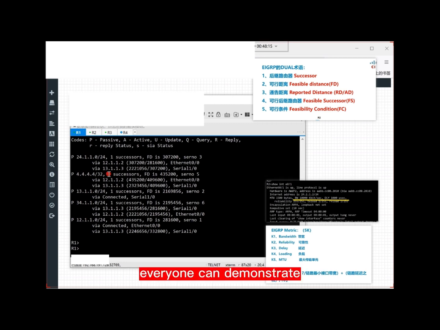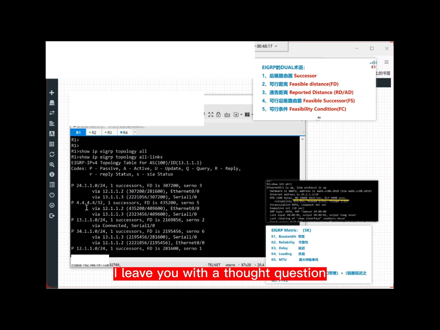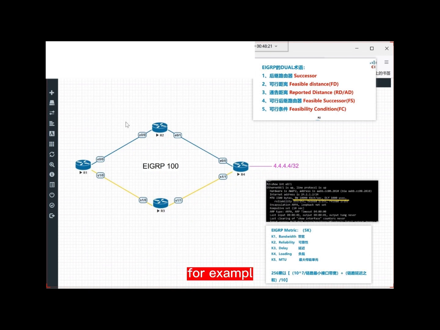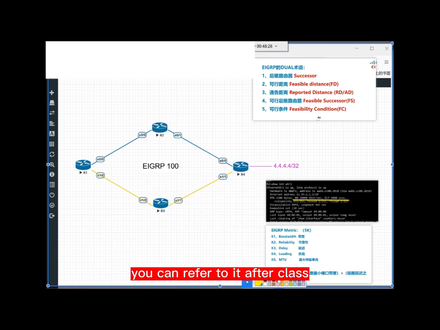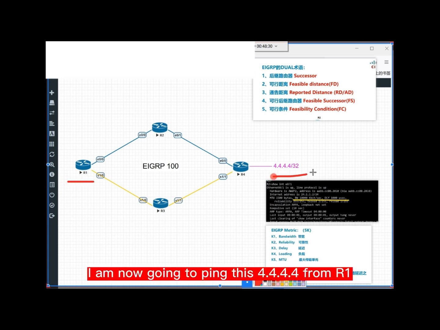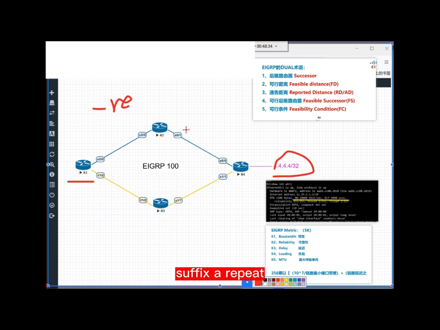Everyone can demonstrate. I leave you with a thought question. For example, down the interface above, then you can look at it. I give a simple example. You can refer to it after class. I am now going to ping this 4.4.4.4 from R1 with a repeat. After that, I down the above interface. Then let's take a look: when can it switch to the link below?